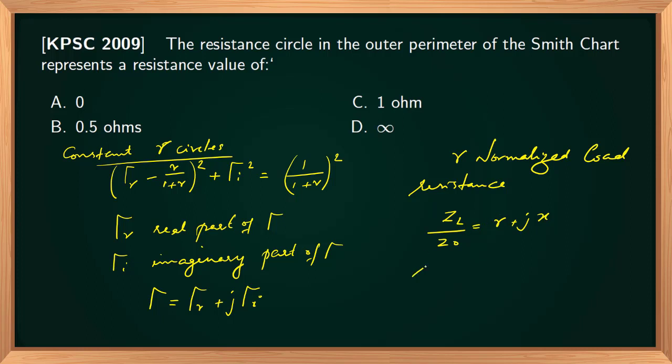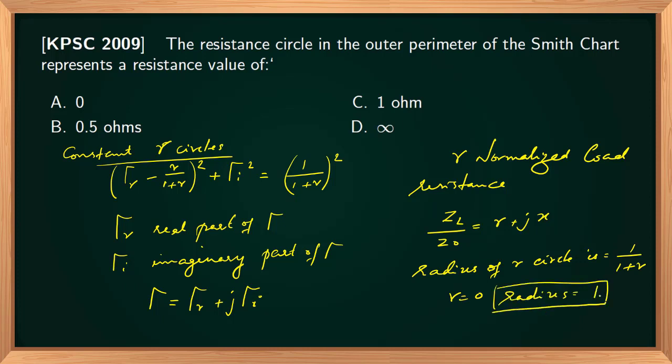Here, the radius of the R circle is 1 by 1 plus R. So, when R equals 0, the radius is 1. When R becomes infinity, the radius becomes 0. In this question, we have to find the resistance value corresponding to the circle of radius equal to unity. That is, the correct option is R equal to 0. If the radius is 0, then R equals infinity.